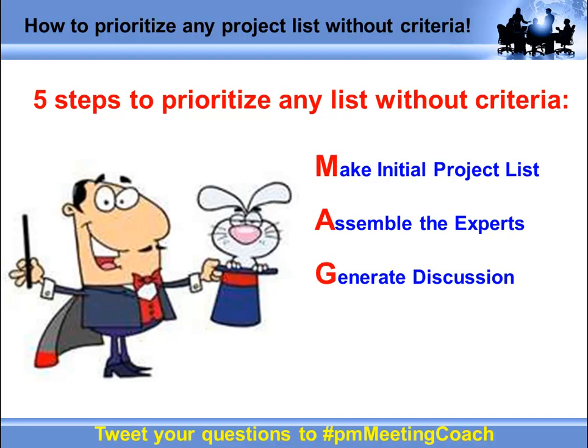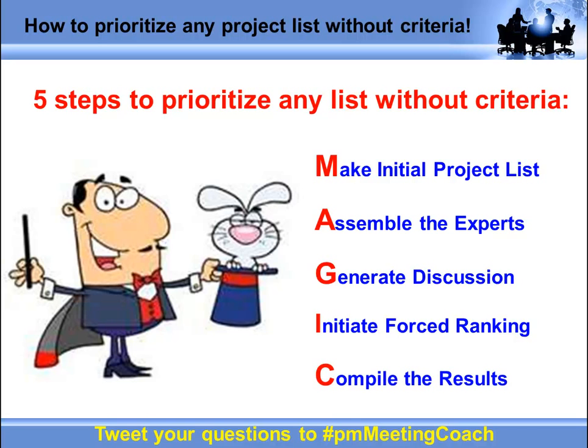Next, we want to generate discussion. All right. Again, we have a list. We have no criteria. So we're bringing people together and we want to generate discussion, make some decisions about which projects we think are most important. And then I often use a facilitation technique called forced ranking. So the fourth step in our process is to initiate forced ranking. And in our demonstration later, I will show you how we do that.